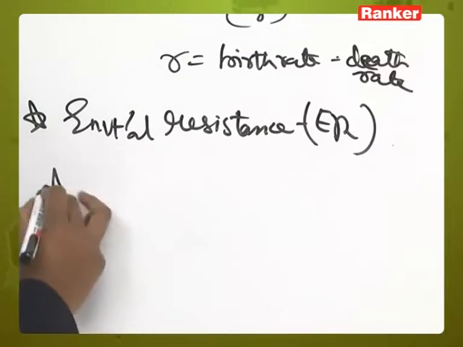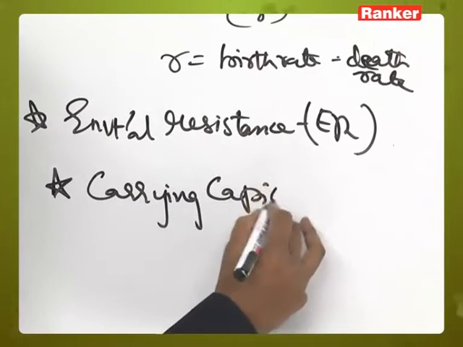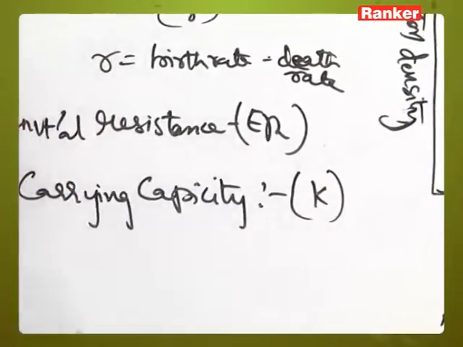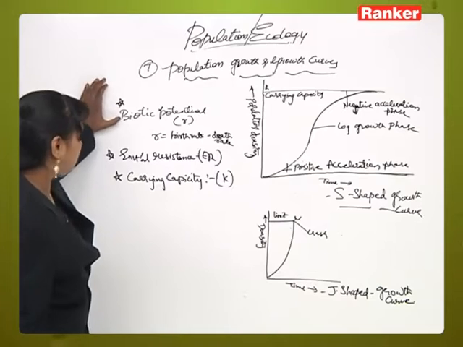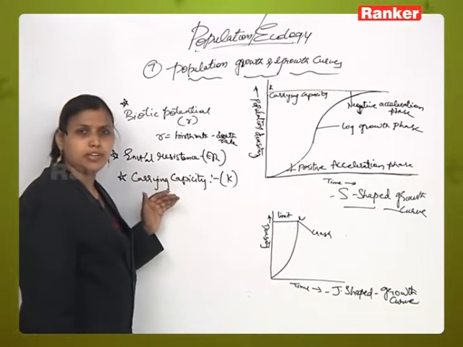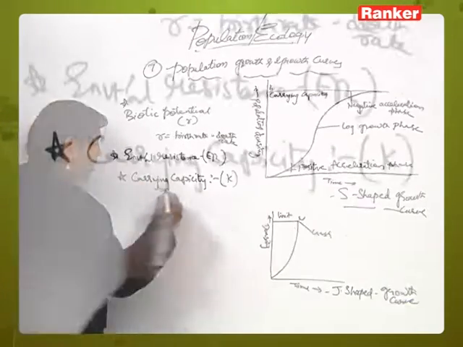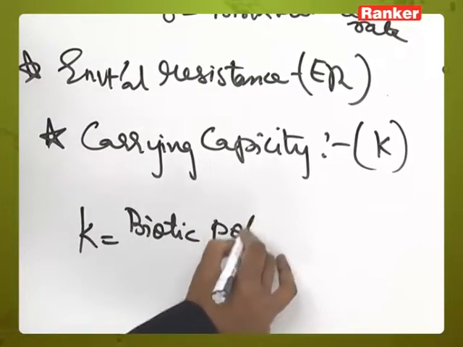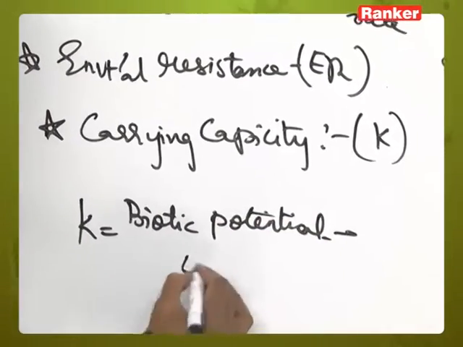All these three terms are very important. The third is carrying capacity. What do you mean by carrying capacity? It is denoted by the letter K. The carrying capacity is the difference between the biotic potential and the environmental resistance. So we can say K is equal to biotic potential minus environmental resistance.